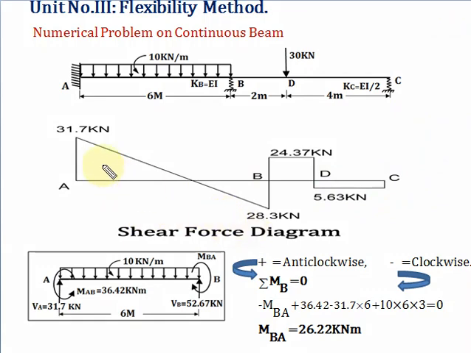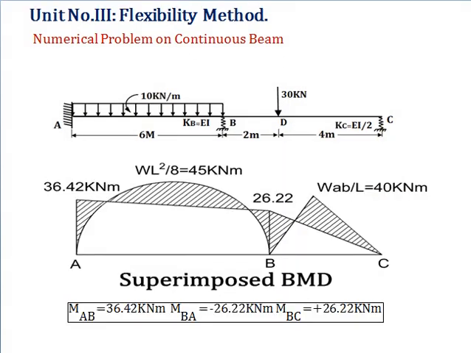So this is the shear force diagram. Here it will be plus minus plus minus. So this is the shear force diagram for the given continuous beam ABC. Okay. Now next step is to draw the bending moment diagram. Here we are drawing the superimposed bending moment diagram. That means we are imposing the free bending moment diagram on the fixed bending moment diagram.